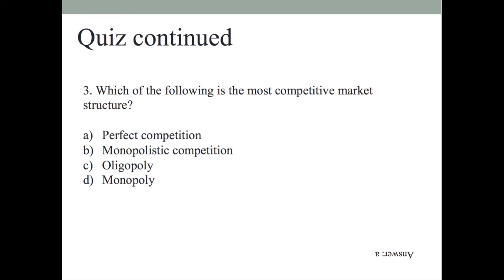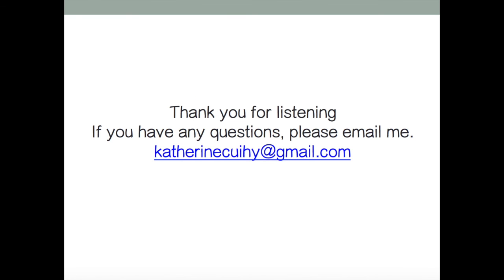The third question is, which of the following is the most competitive market structure? The answer is A, perfect competition. It is similar to question 1 because there are so many sellers. In order to gain more profit, they need to set the price more attractively. Therefore, perfect competition is the most competitive market structure.